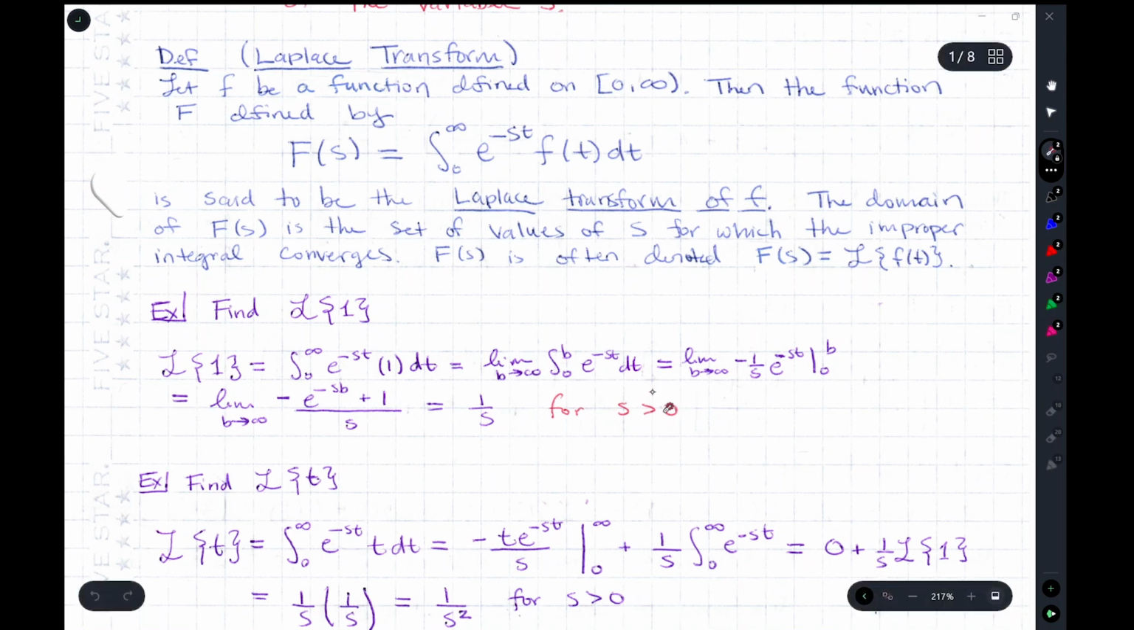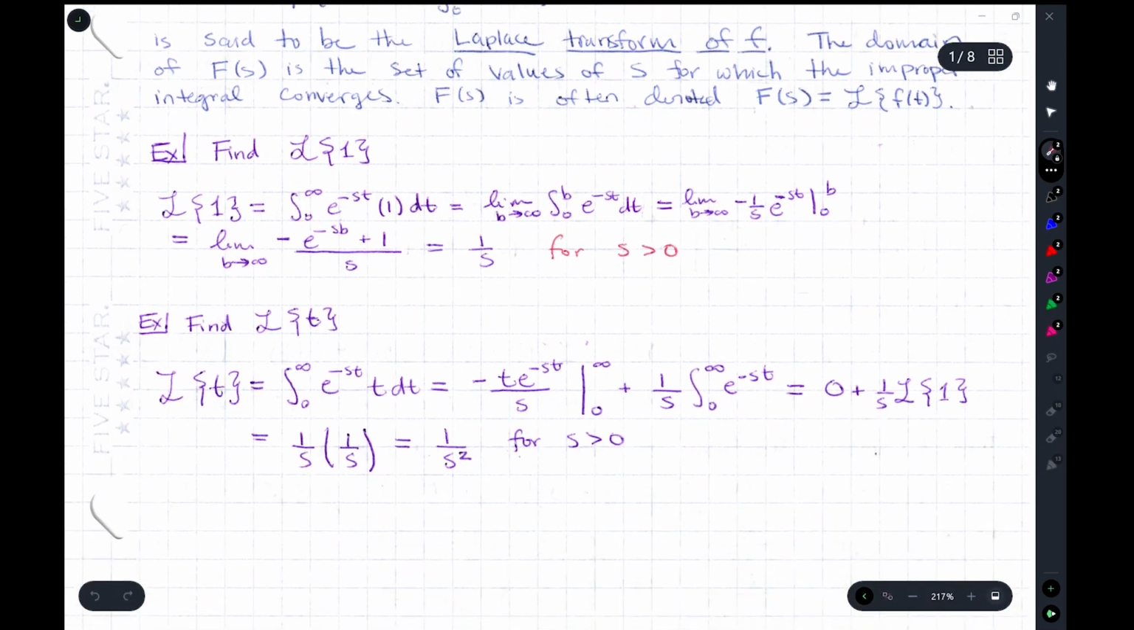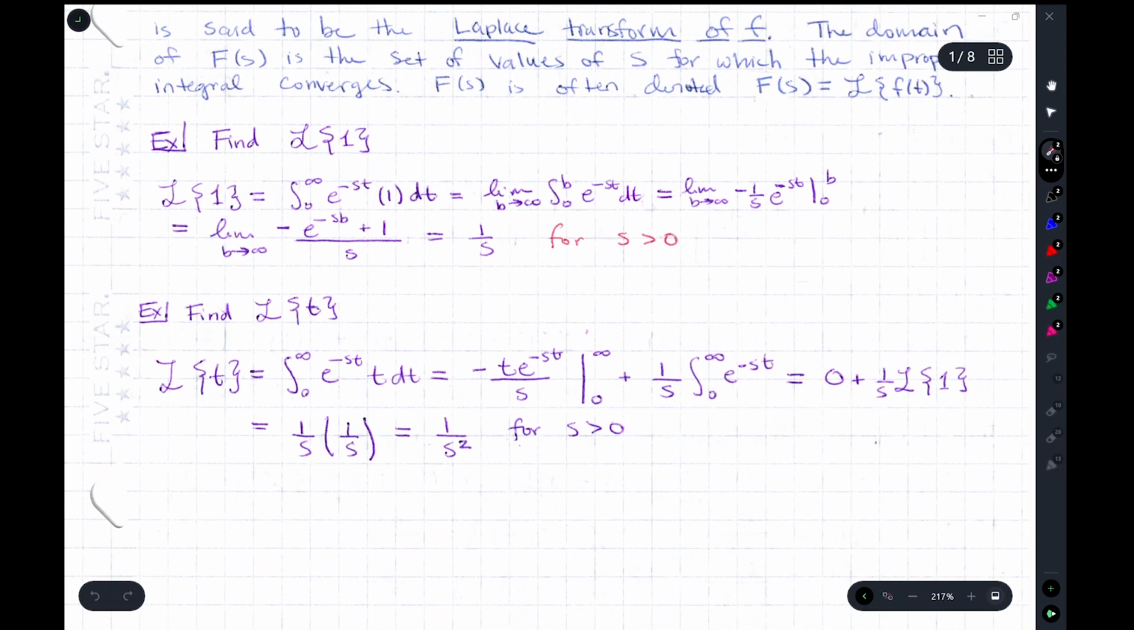And if you're interested in learning more about improper integrals, in the Calc 2 series that I have, I discuss it more in depth. But we'll omit this language of the limit as b goes to infinity and just plug in infinity there. But it's understood that you're actually taking the bounds from 0 to b and then taking b to infinity. Okay, so for example, in this example here, we want to find the Laplace transform of t.